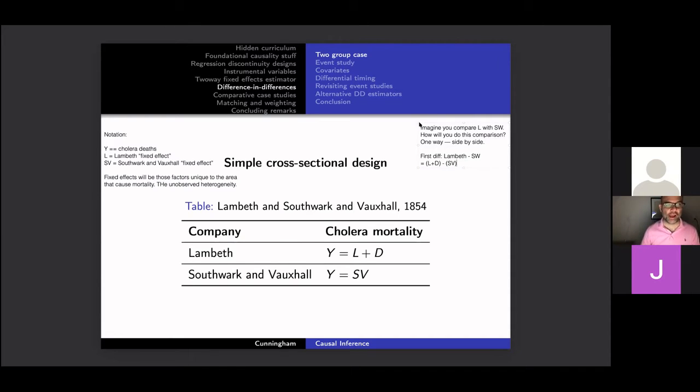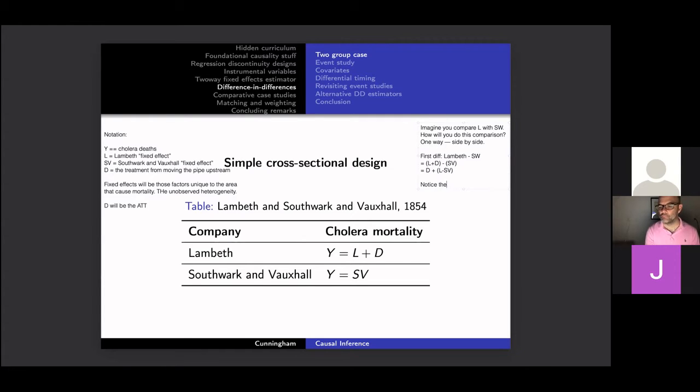Oh yeah, I forgot one more thing. D, the treatment for moving the pipe upstream. Right, that's the treatment. So D will be the ATT, the average treatment effect on the treated. Okay, so we're going to do a simple comparison. What do we get? D plus L minus SV.